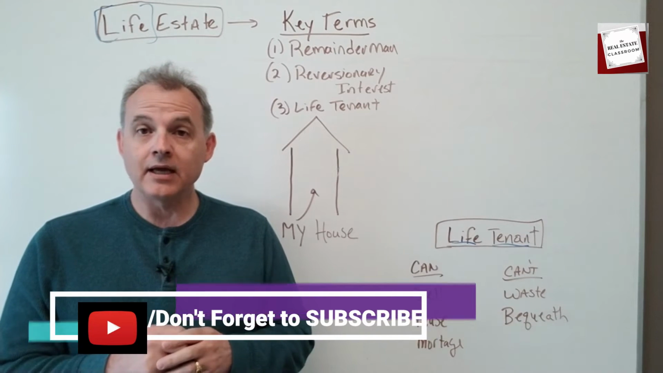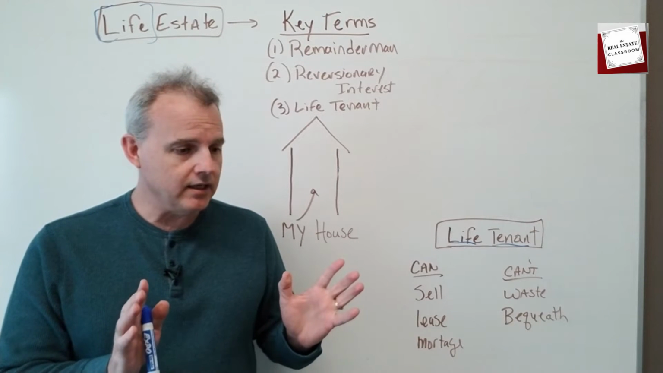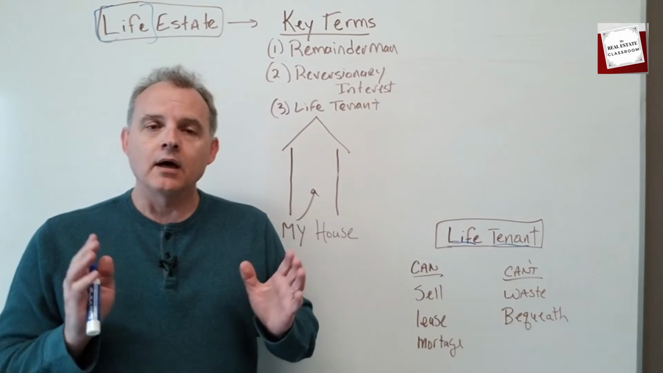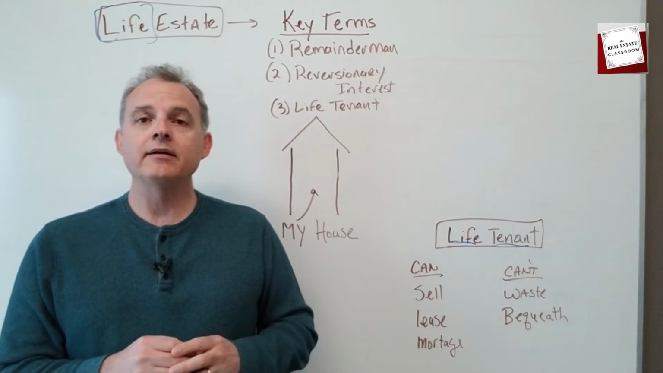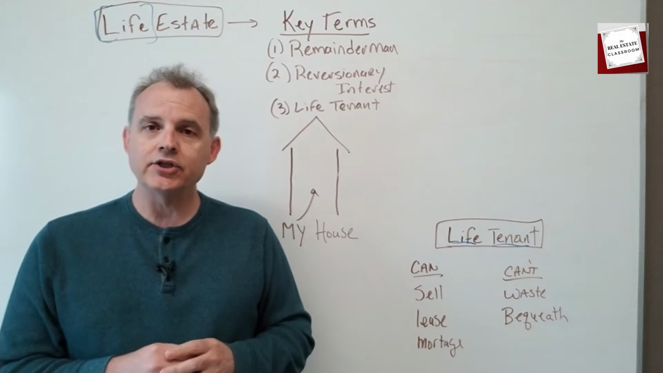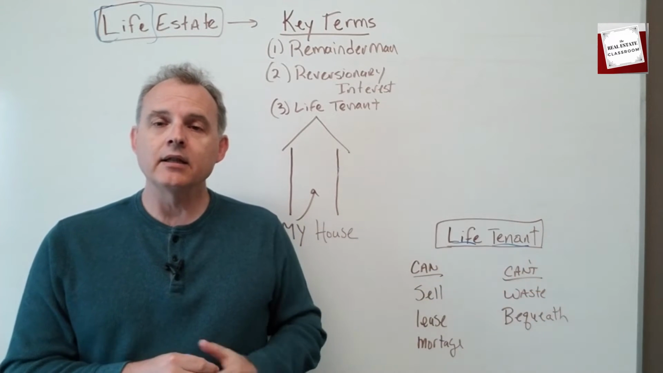So a life estate. A life estate is actually pretty common. A life estate is a freehold estate, meaning it is ownership. A life estate is created by a deed, meaning voluntary alienation. So someone is going to voluntarily give somebody a life estate.